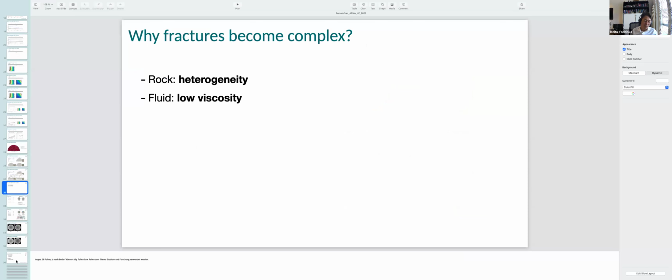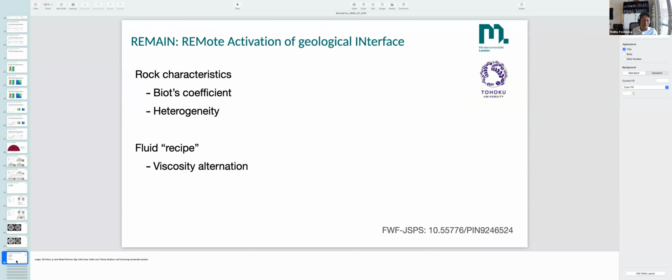And also, I would very much like to see someone try this at a bigger scale, outside of the laboratory in the field, possibly alternating or changing the fluid viscosity from low to high to see if you can achieve more complex structures. So that's my last wish.